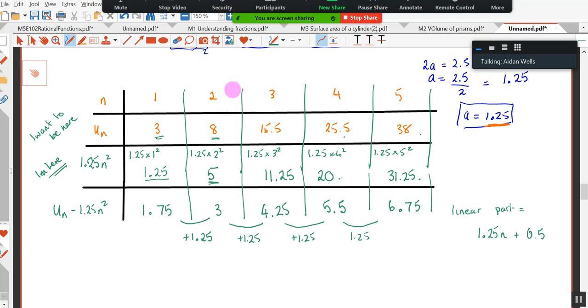0.5 is 5. Yeah, okay. 1.5 lots of. So does it work? Can we check it? We all happy? Yeah.